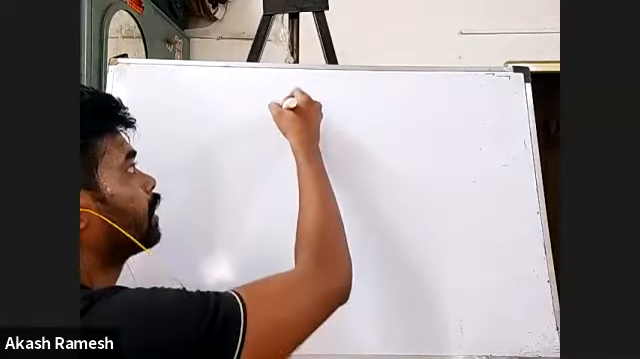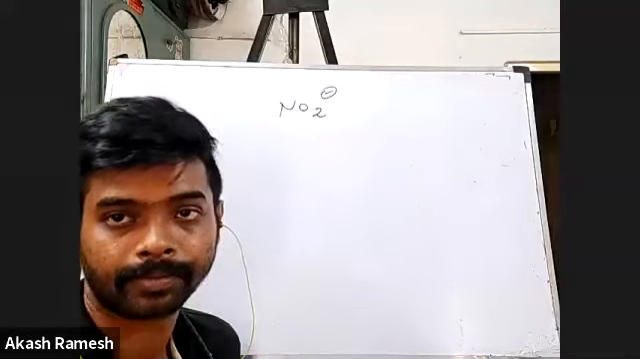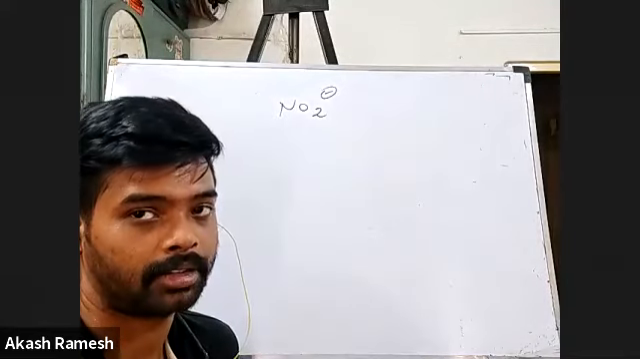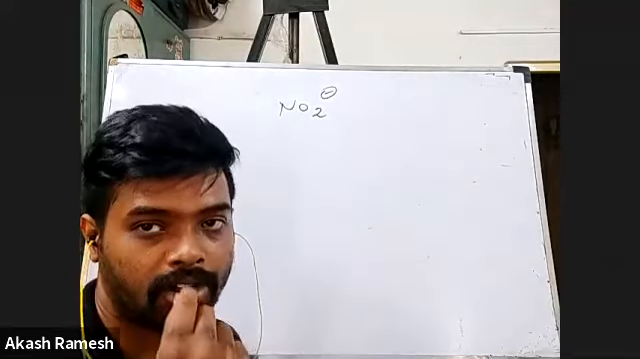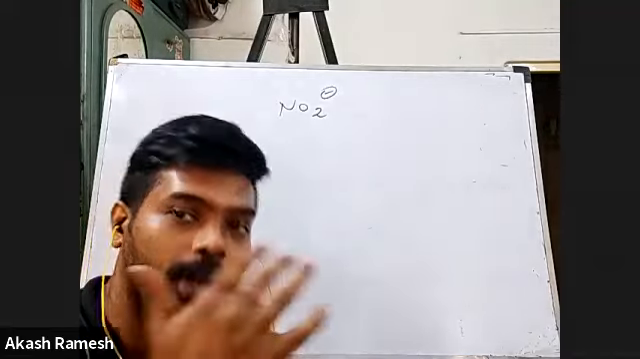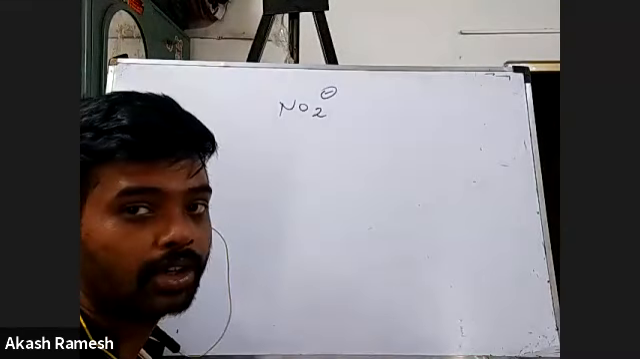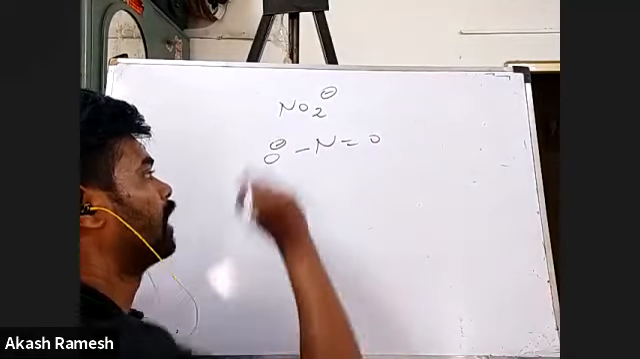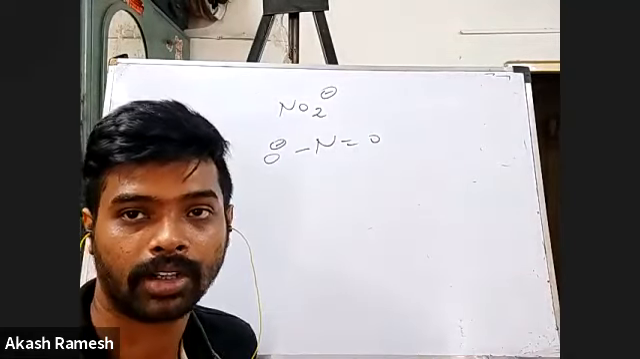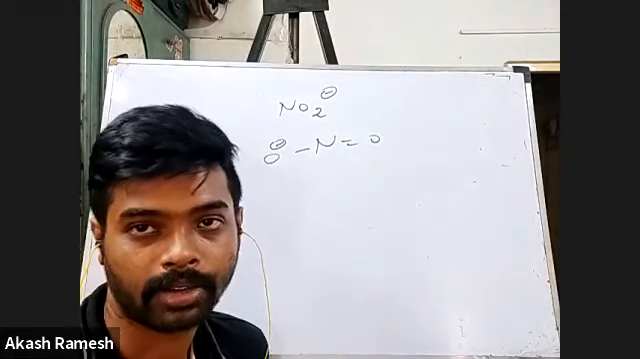Okay, so let me take NO2 minus. First you need to know the structure, I mean the Lewis dot structure. If you know it, it's better, or else you need to draw the Lewis dot structure and see exactly how it is. I don't have to draw; it's pretty easy for me. So N double bond O, and one O minus. Done. This is the structure for NO2 minus.